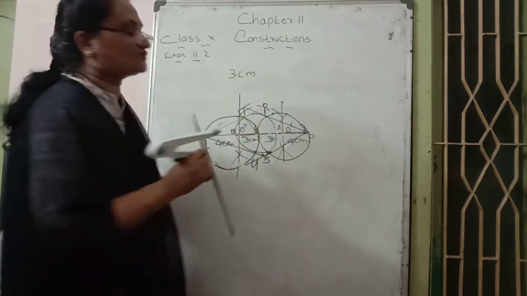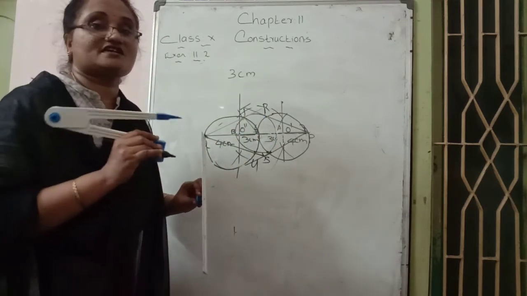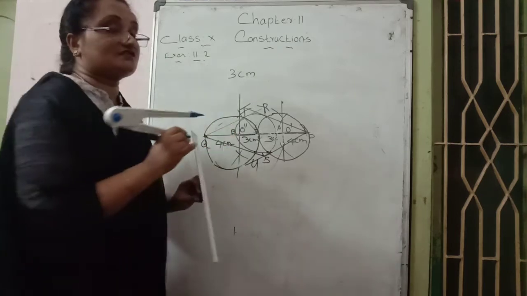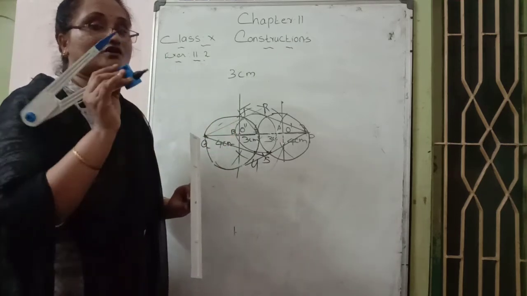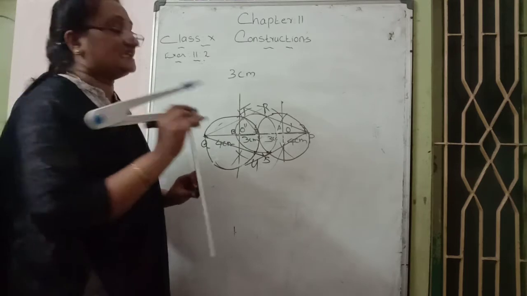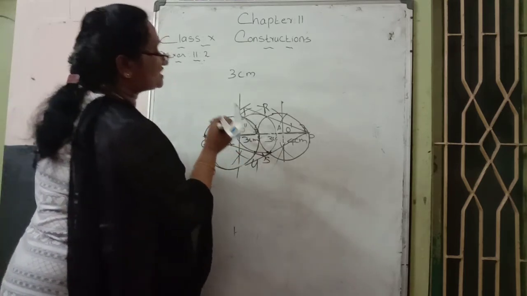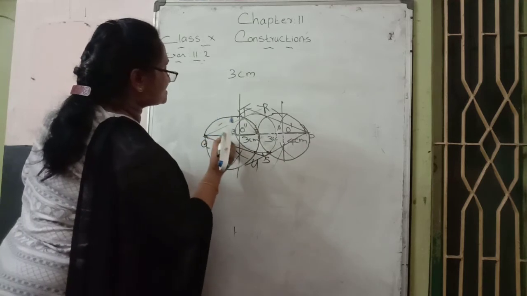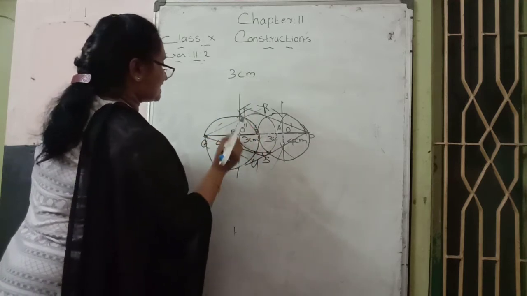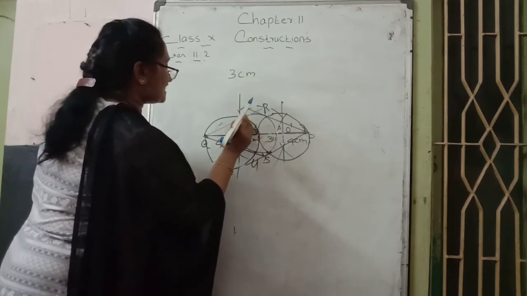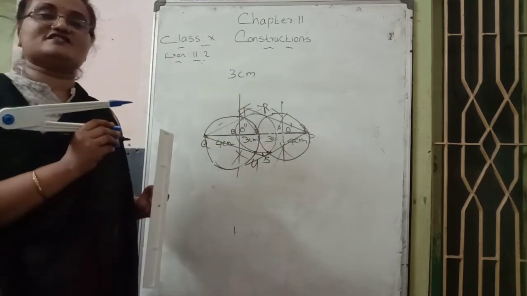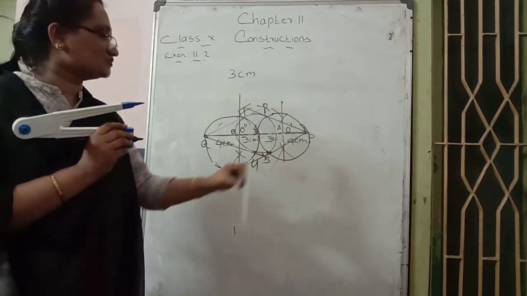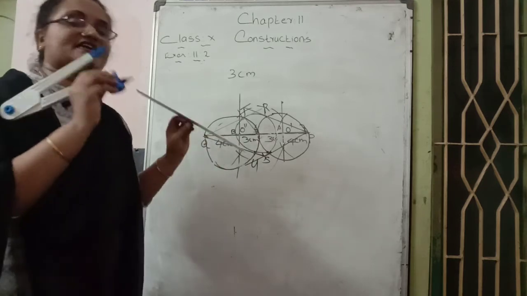O is the center of the first circle. The main circle is 3 centimeter. There we mark the center as O dash. Don't forget that. So joining center O to point T, we get a right angle, which makes a right angle triangle. Here, OTQ is the right angle triangle. One triangle is enough. Four triangles are possible, but one triangle is enough.